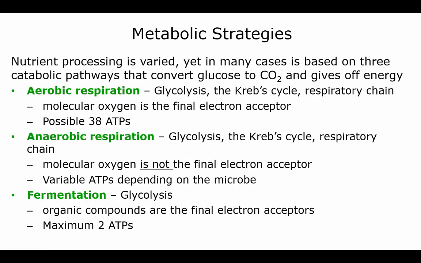The first one and the most effective is aerobic respiration. It involves a process called glycolysis, the Krebs cycle, and the respiratory chain. And in this, oxygen is the final acceptor of electrons, and so we have the capacity to make up to 38 ATPs through aerobic respiration.